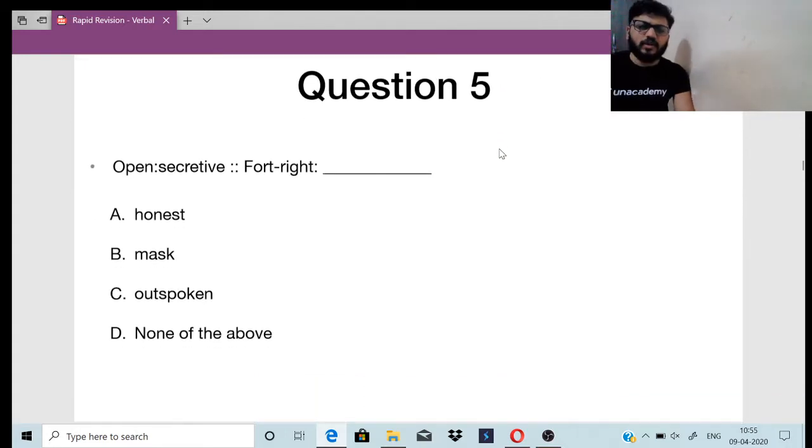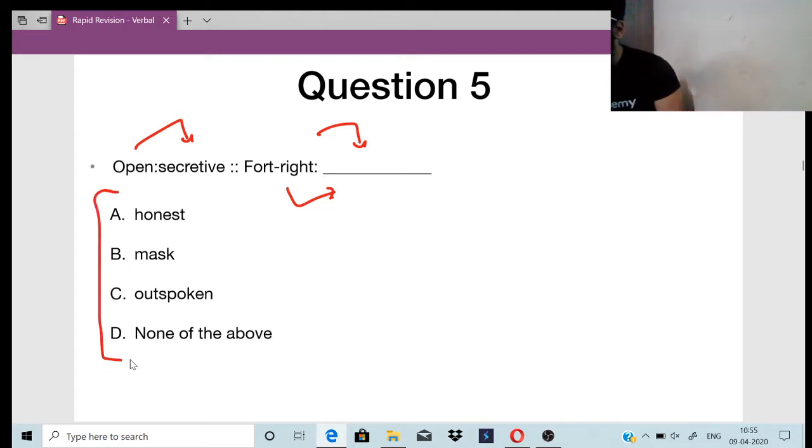Right? Yes, the next question. Open, secretive, forthright is to what? Okay. If open is to secretive, forthright is to what? So you guys have to tell me the answer for forthright.